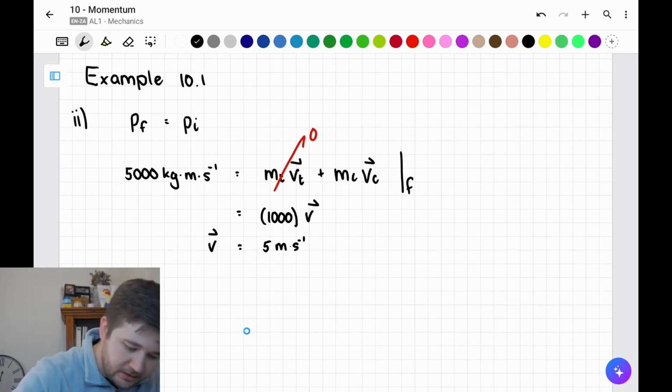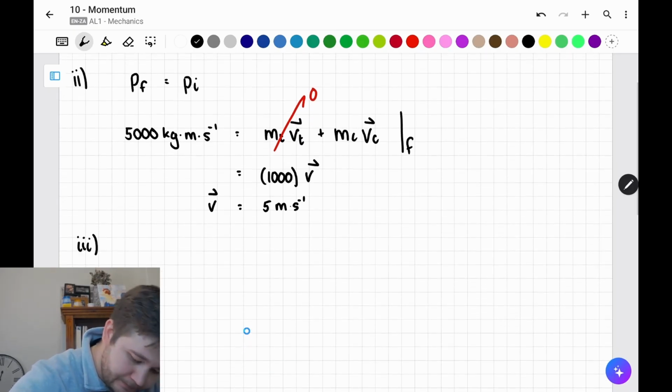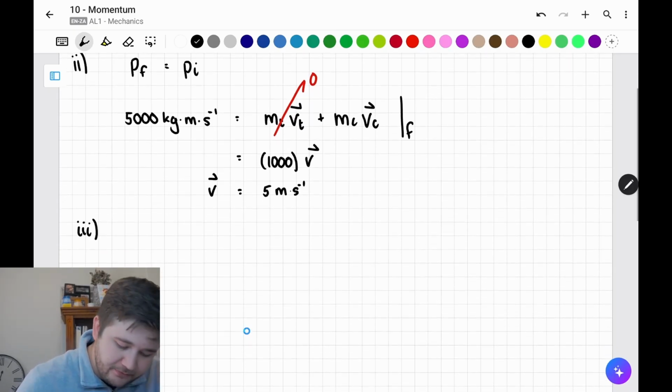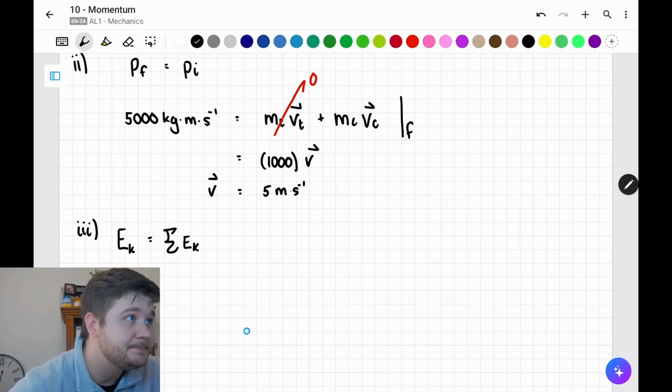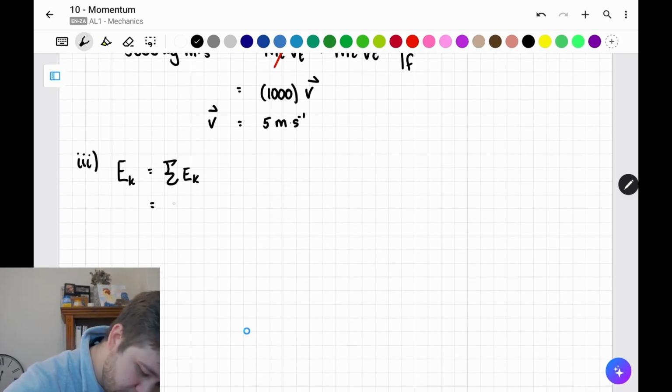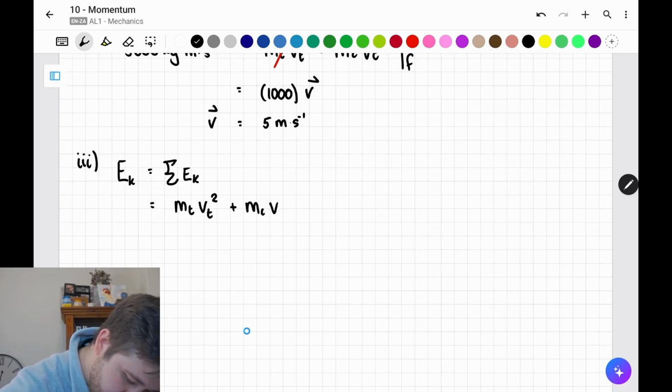Okay, for the third part, we need to calculate the kinetic energy of the system. So we need to compare the kinetic energy before and the kinetic energy after. We'll start with the initial case. The initial kinetic energy of the entire system would be the sum of all the kinetic energy of the parts present, which in this case will be equal to the mass of the truck, the velocity of the truck squared, now note that this is a scalar, plus the mass of the car and the velocity of the car squared as well.